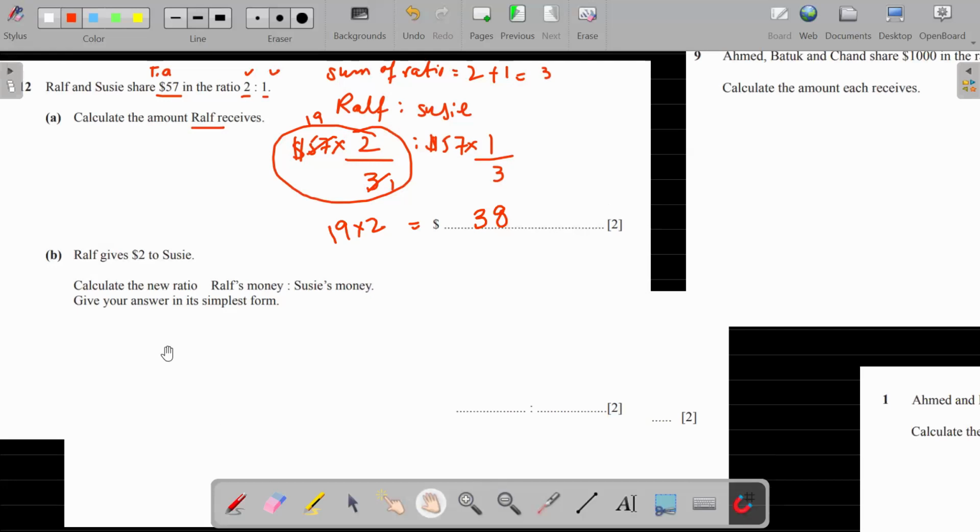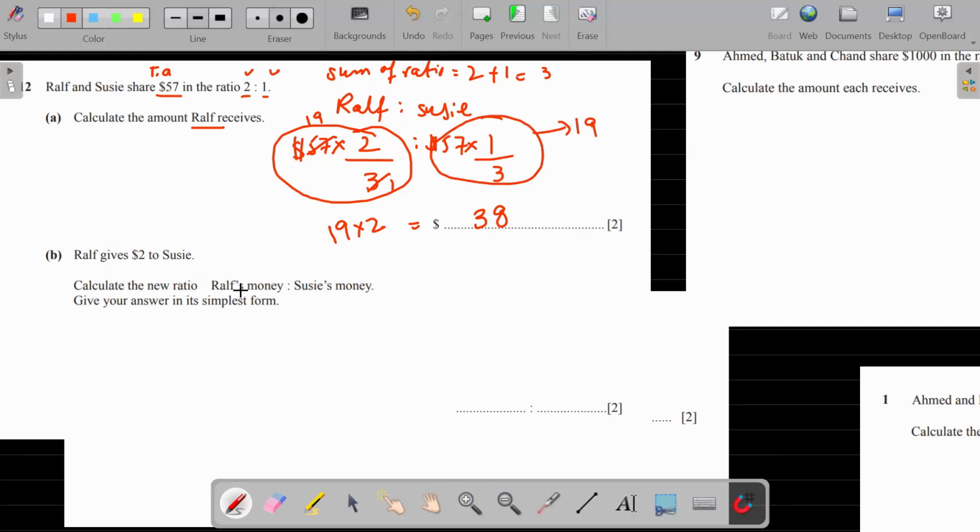Now Ralph gives $2 to Susie. Calculate the new ratio of Ralph's money and Susie's money. Let's see what Susie's money is. We got that this was Susie's money. So I'm going to figure it out. It was 3 19s, or 19 times 1. So it was 19 over here. Like this whole share was 19. Is it clear, Fatma?